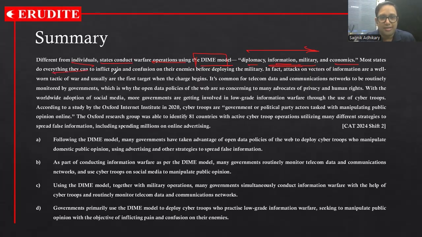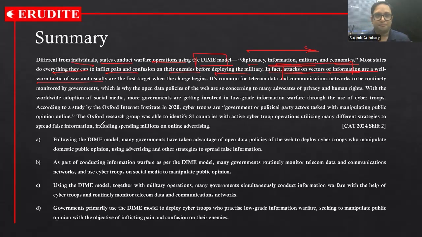Most states do everything they can to inflict pain and confusion on their enemies before deploying the military. In fact, attacks on vectors of information are a well-worn tactic of war. It's very interesting, this usage of the phrase well-worn. It is not well-known, it is well-worn.